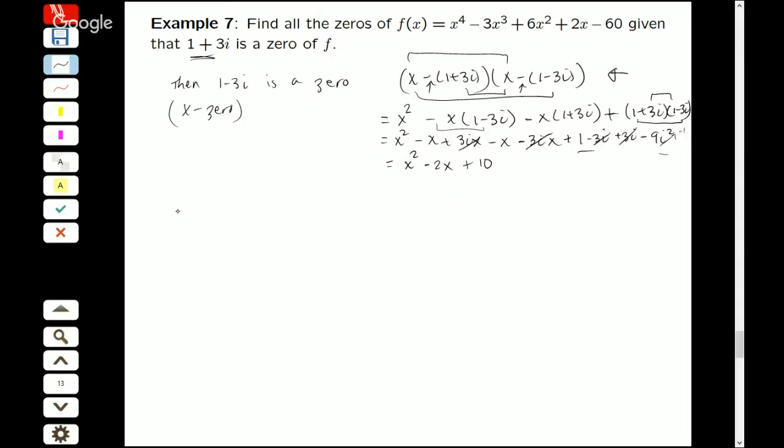Okay, now we're going to do long division because we can't use synthetic division. We're going to get to that. And let's divide it.